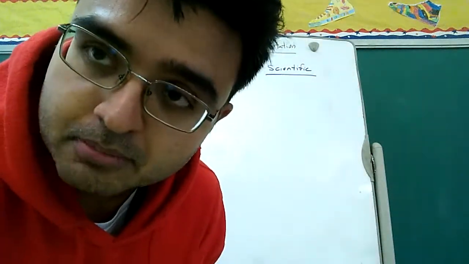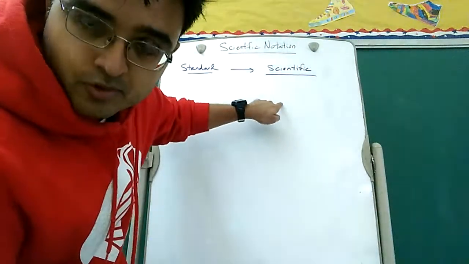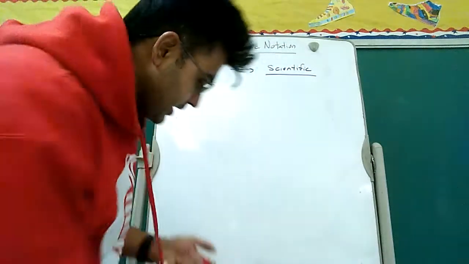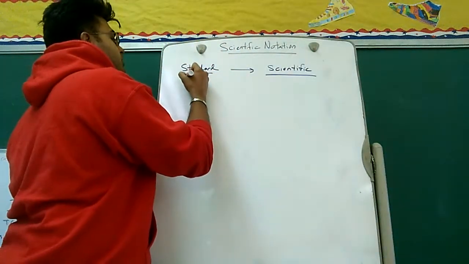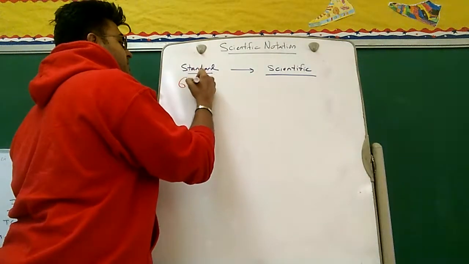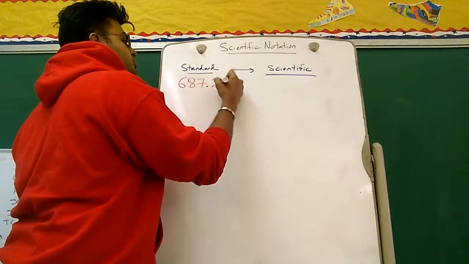We're going to continue on with the scientific notation series. This time we're going to use a standard decimal number and change that decimal number into a scientific number. Let's take an example right now. Let's start with this example. How about 687.25?